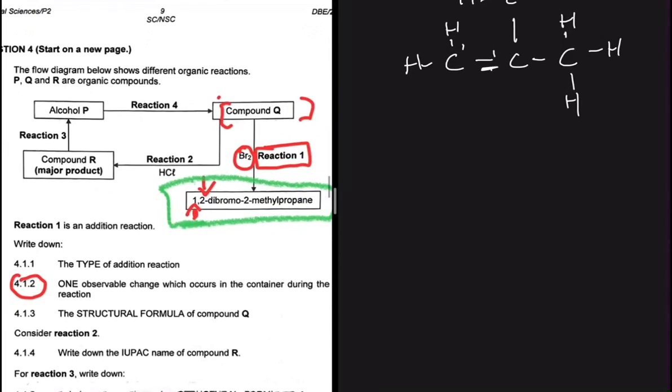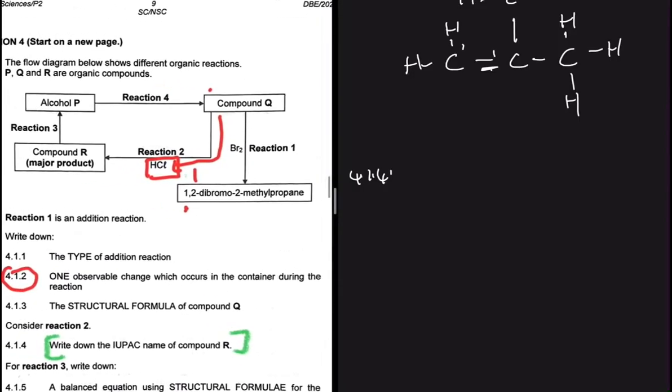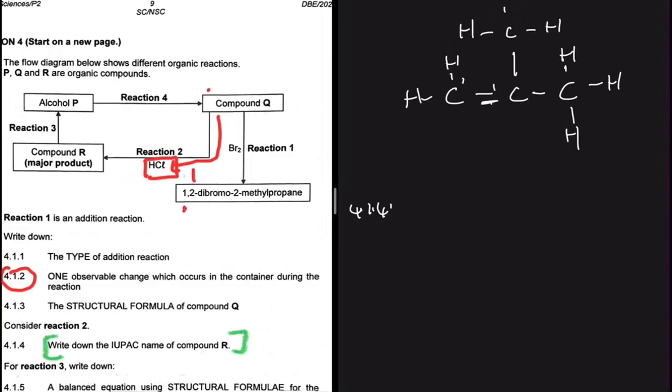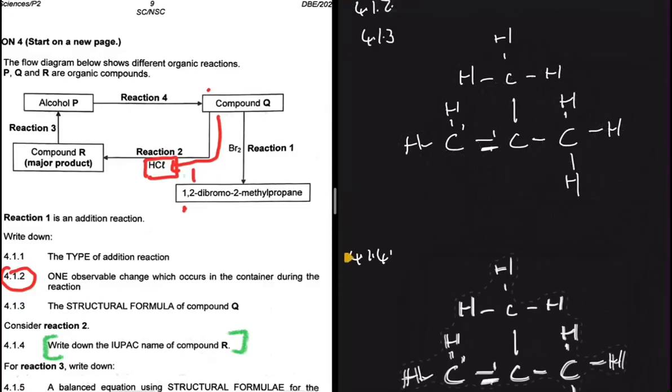And now let's consider reaction 2, 4.1.4. Let's write down the IUPAC name of compound R. Let's do some analysis again. Compound R is from compound Q, right? We add HCl to compound Q to get compound R. It is a bit confusing when you don't have a structure to come up with the name, so let me draw the structure first, and then I can come up with the name. Let's copy this structure here for the sake of time.